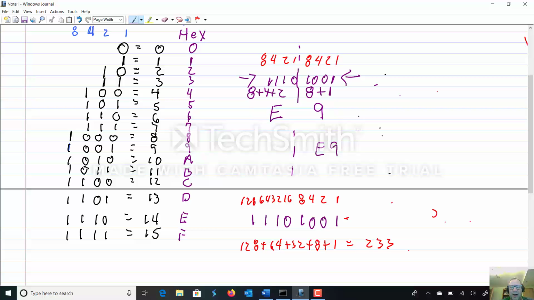So if we wanted to see all of these together, we would say 11101001 is equal to 233 in decimal, and is equal to E9 in hex. Cool? Hopefully that makes sense.